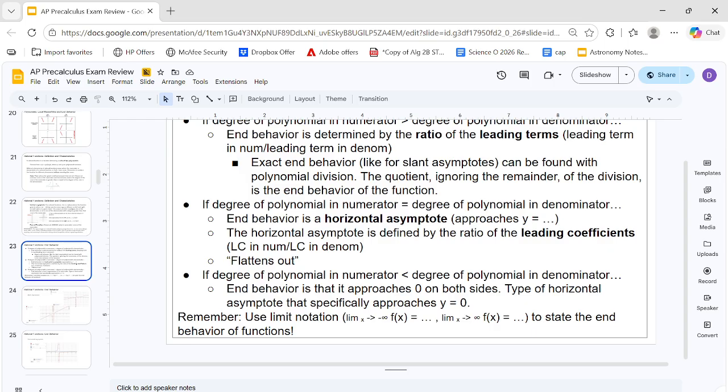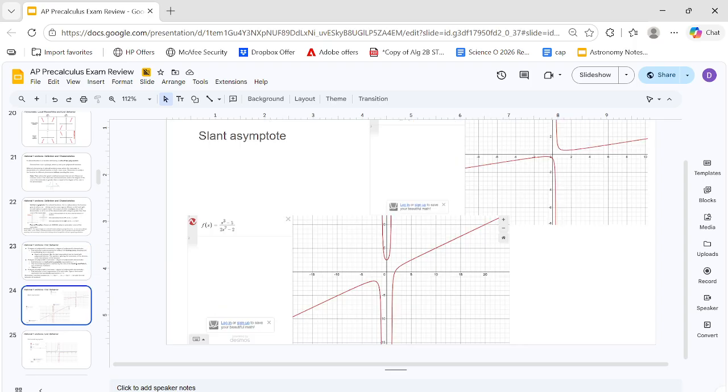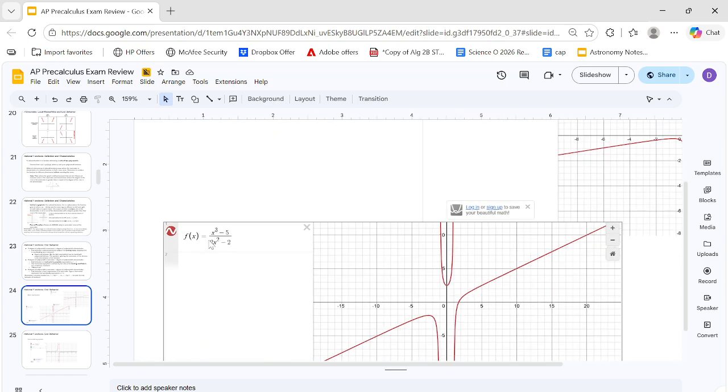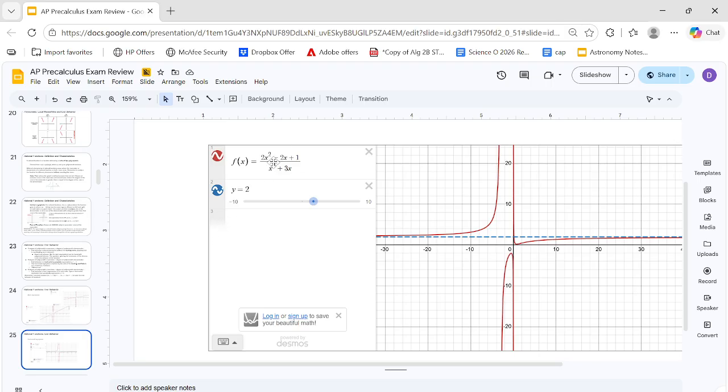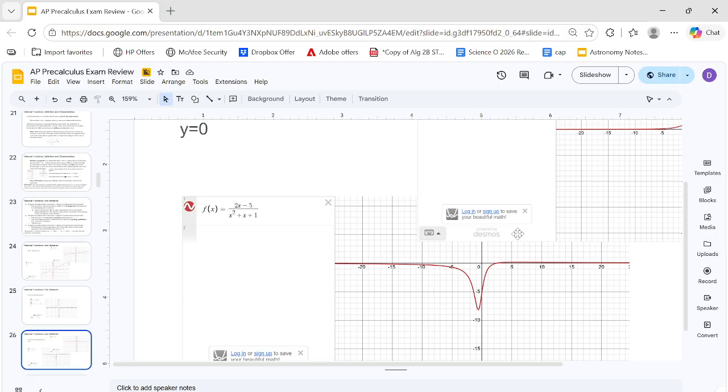So the limit as x goes to negative infinity of f of x, that's just saying as it gets really, really close to negative infinity. So here's what a slant asymptote looks like: notice the degree of the numerator is greater than the degree of the denominator. Here the degrees are equal, so it's a horizontal asymptote. And here the degree of the denominator is greater, so it goes to 0.